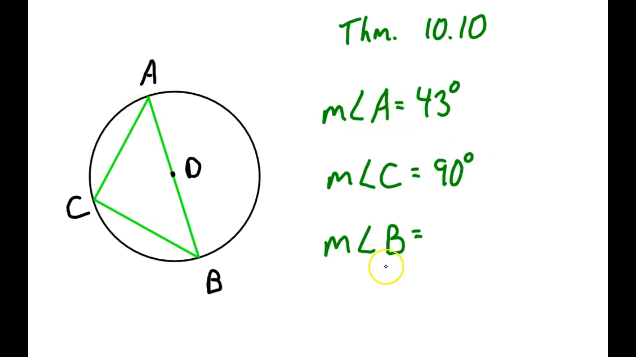So now if we want to find this missing angle, the measure of angle B, we know the two acute angles are going to be complementary. So the measure of angle A plus the measure of angle B must be 90 degrees. So if we take 90 minus 43, the measure of angle B is going to be 47 degrees.